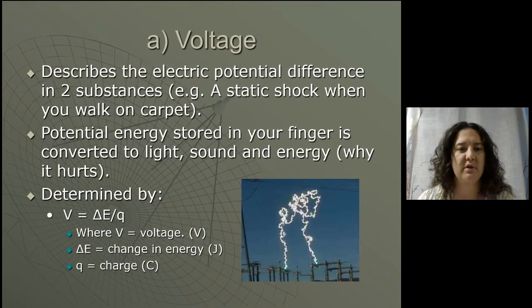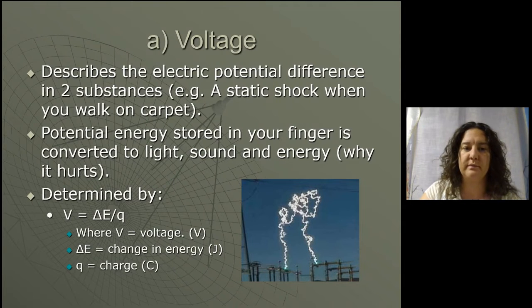Looking at some other electrical terminology, one of them is voltage. If we want to describe the electric potential between two substances, like a static shock after we've walked on the carpet and then we reach for the doorknob, we want to talk about potential energy. We have stored that electrical potential energy in our finger, and then it's converted to light, sound, and also heat, which is why it hurts. We can determine voltage with the equation: the change in energy divided by the charge, where the change in energy is in joules and the charge is in coulombs.